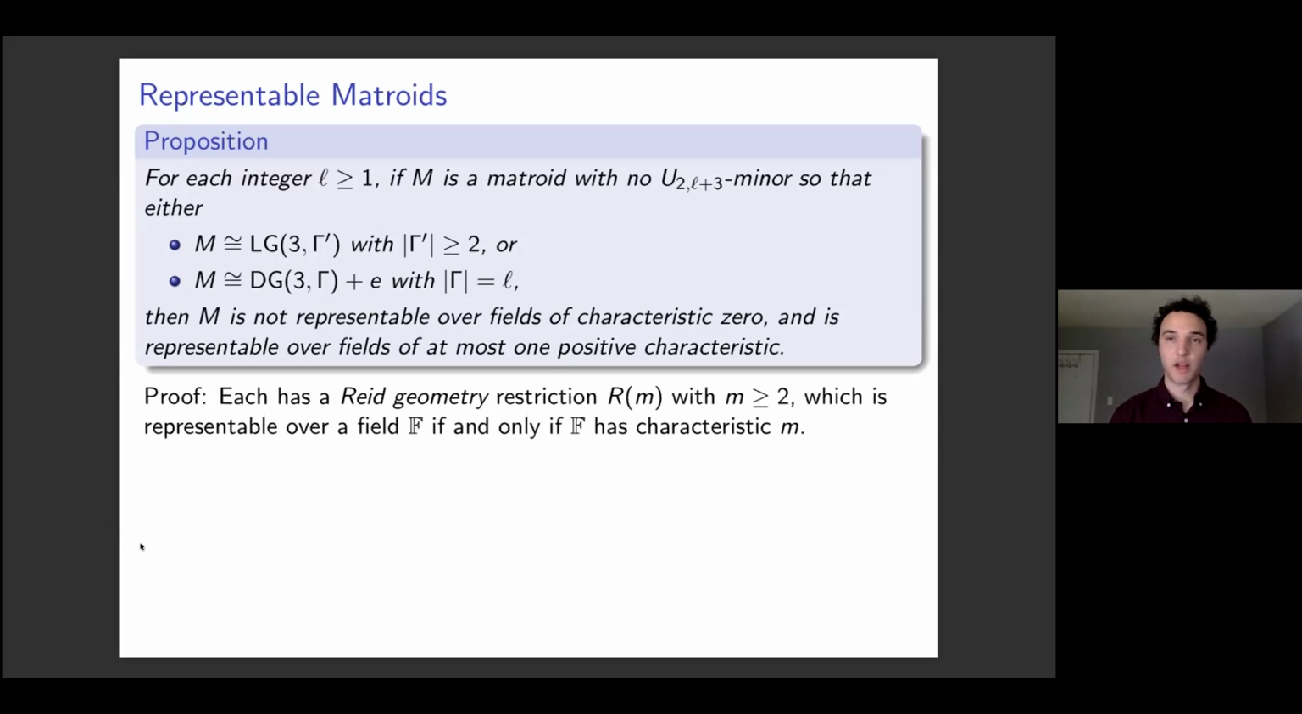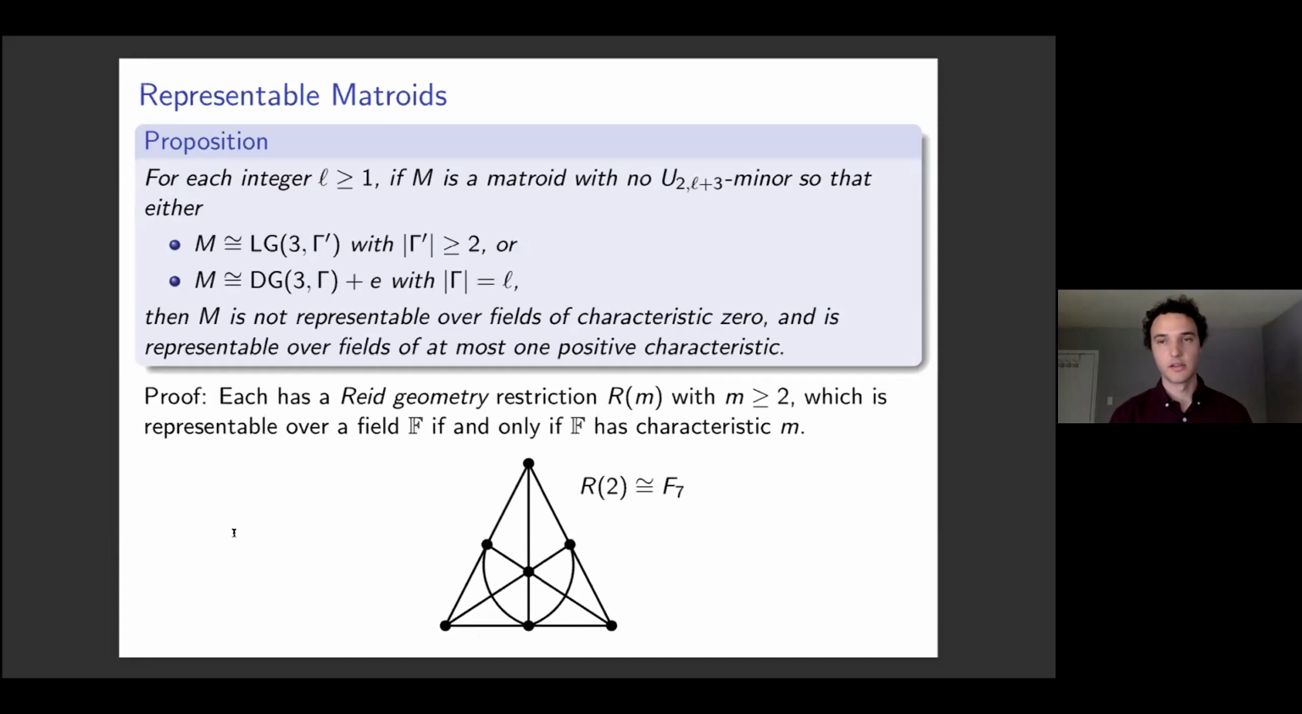So when m is a prime p, this Reed geometry Rp is just a specific restriction of the projective plane over the field with p elements. So, for example, when m is equal to 2, this Reed geometry is just the Fano plane, and you can generalize that construction to any integer at least 2. Okay, and I'll just mention briefly that this proposition also holds if you replace the word representable with algebraic.